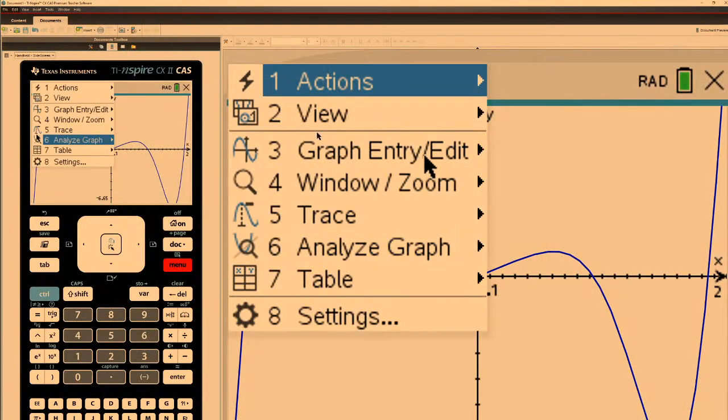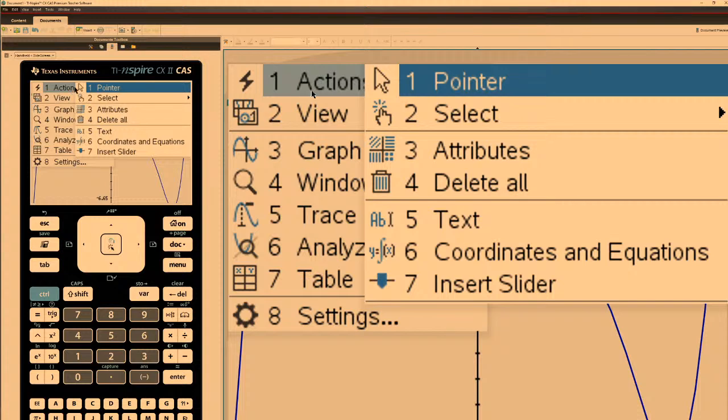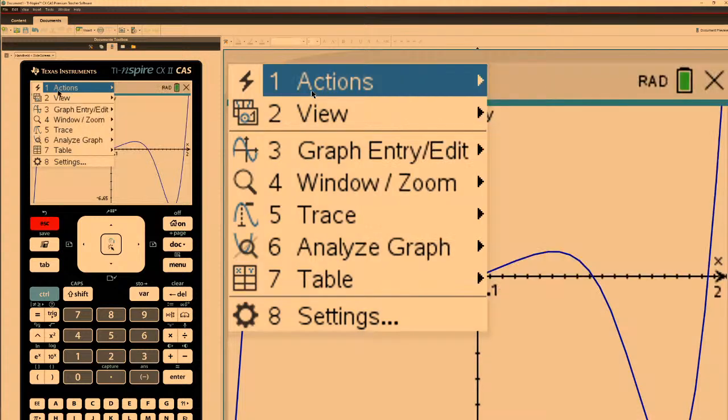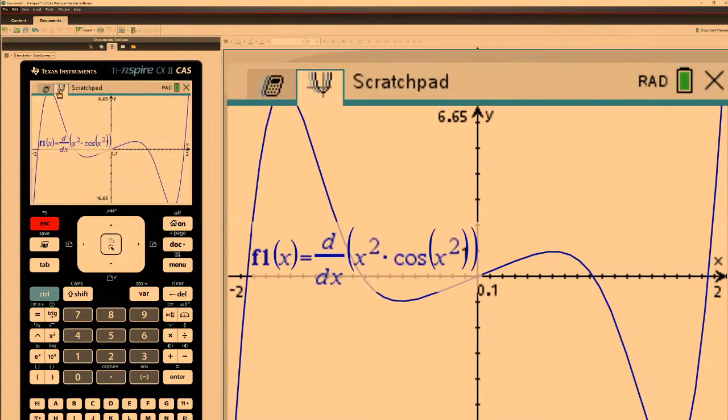So I'm going to first go to menu, actions. Actually, I'm not going to delete all. And the reason I'm not going to delete all is I'm going to be kind of smart, I want to graph f double prime again, right?